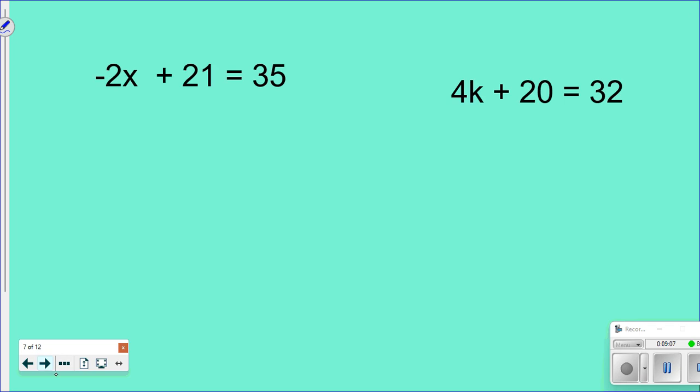Let's try a few more by yourself. You try these two by yourself. Pause my video, and I want you to try these two in your notebook by yourself.